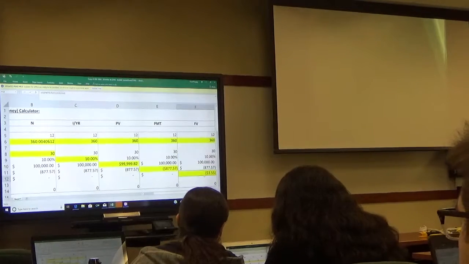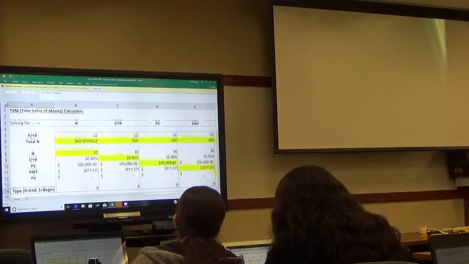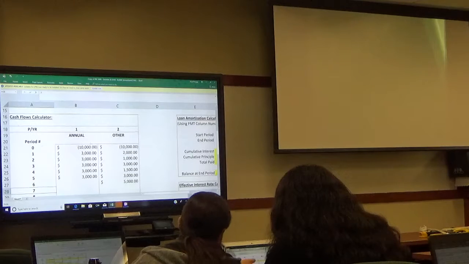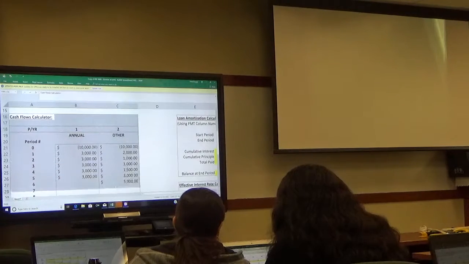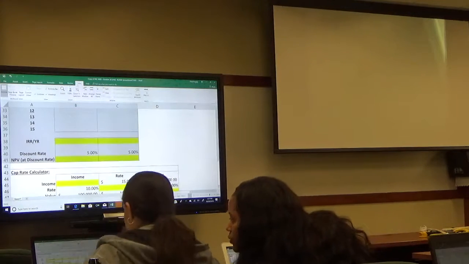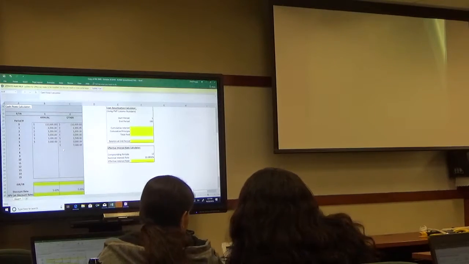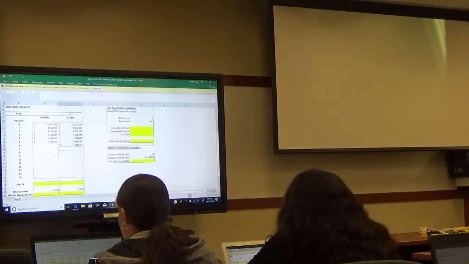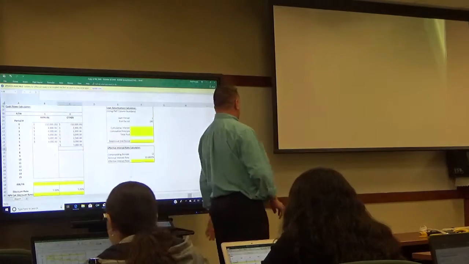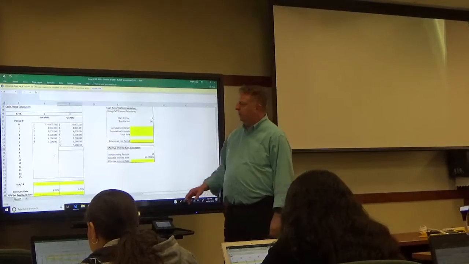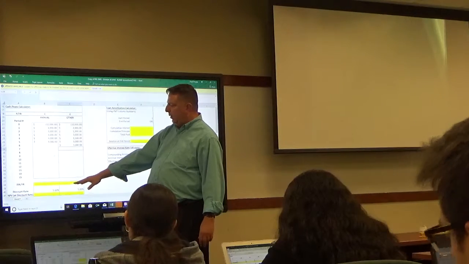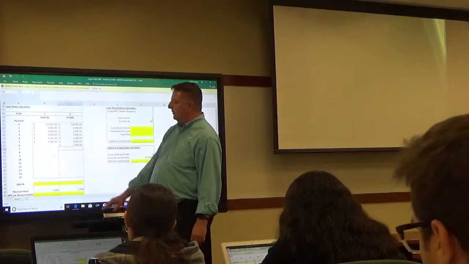Okay, let's move on now. Here we're going to work on a cash flow calculator. Kind of highlight what we need. Much like this morning, where we have differing cash flows from one period to the next, we need to be able to calculate our internal rate of return, our hurdle rate or discount rate, and then ultimately our net present value.